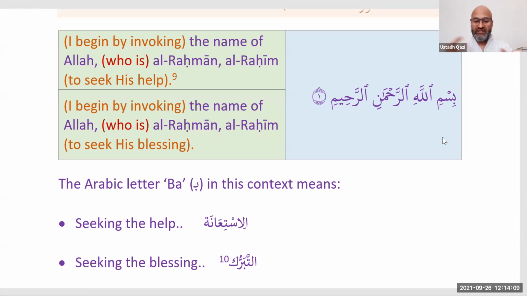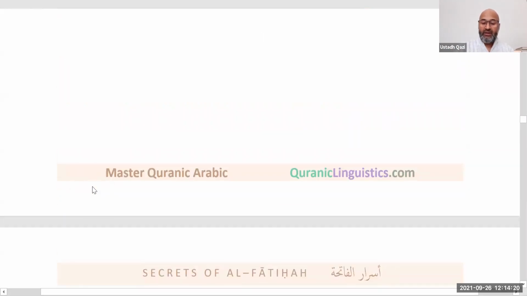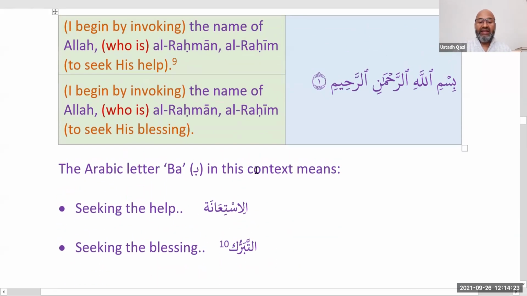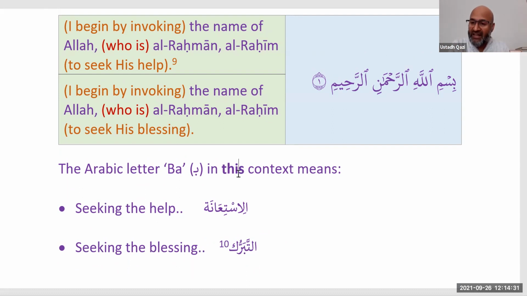If you look at the different tafsir of the Quran, especially classical tafsir, you will see that the ulama, the mufassirun, have said the Arabic letter ba in this context, what does that mean, this context? In the context of Bismillahi ar-Rahman ar-Rahim, has two main meanings. There's a third meaning which some scholars have mentioned that I'm not going into right now. It's kind of advanced. But there are two main meanings. You will see most ulama, mufassirun, mention them.